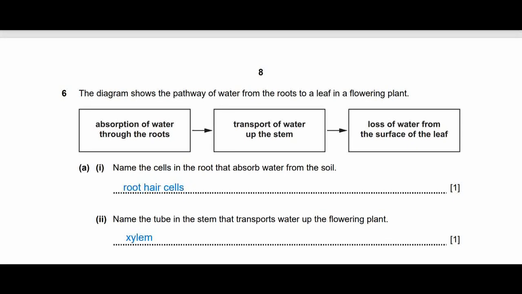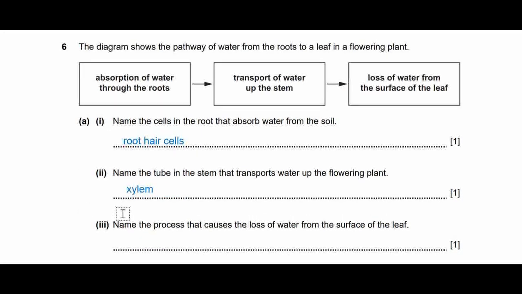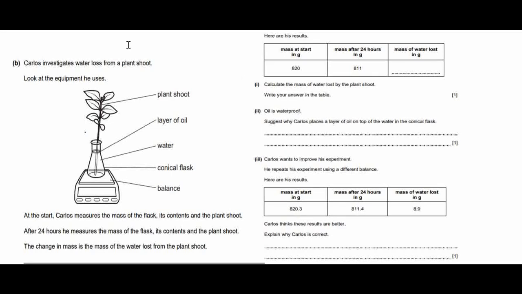Next, question 6A part 3. Name the process that causes the loss of water from the surface of the leaf. 10 seconds. Let's see the answer. It is transpiration. If you don't understand what transpiration is, please feel free to write in the comment section. We'll explain to you specifically with this topic.